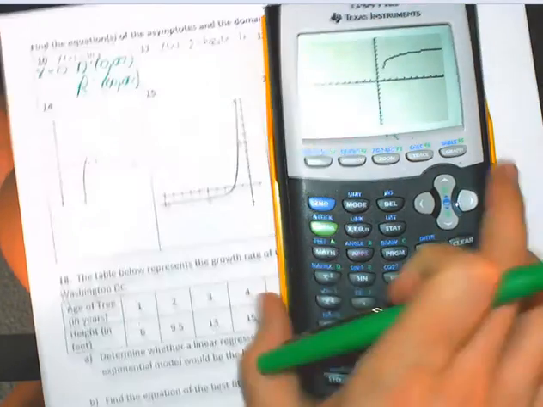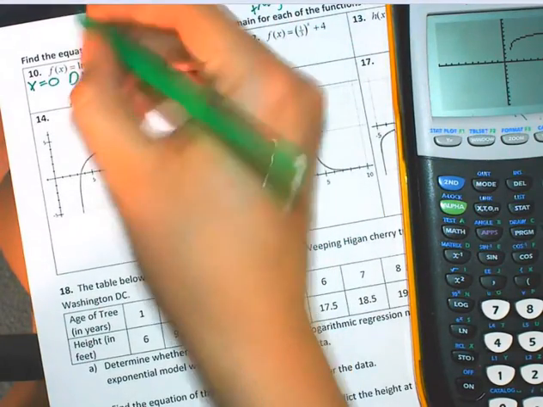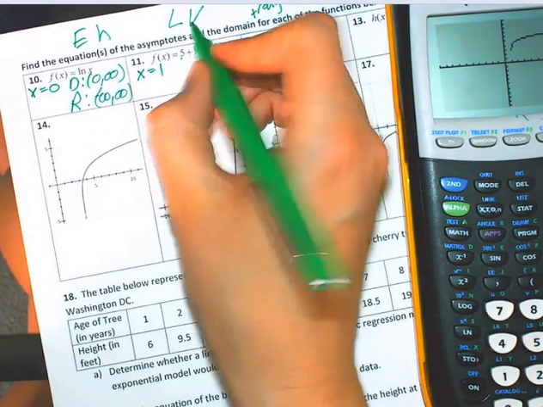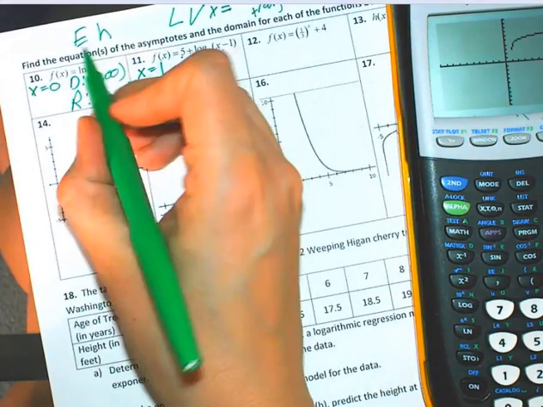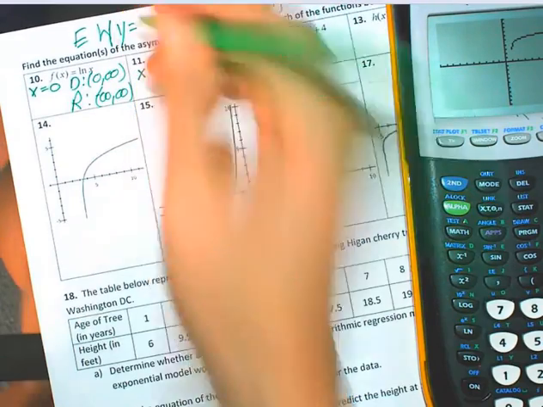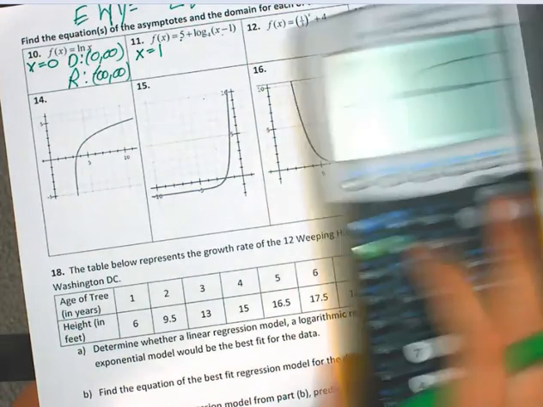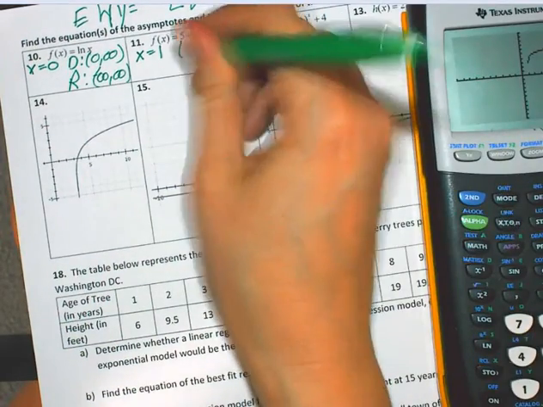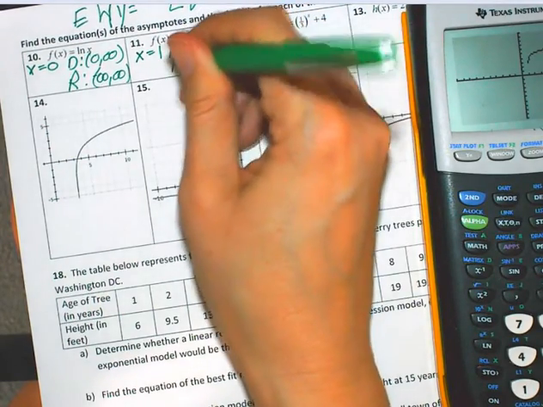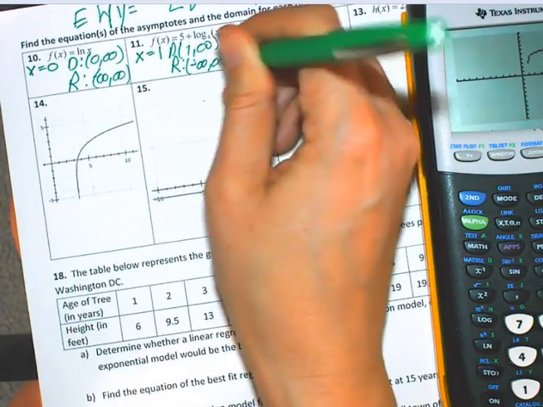Okay, I have an asymptote at x equals 1. And remember our EHLV, anything with a log should have a vertical asymptote, and that starts with x equals. Anything that's exponential should have a horizontal asymptote, and that is y equals. Okay, and then my domain is going to be 1 to infinity, and the range is going to be negative infinity to positive infinity.